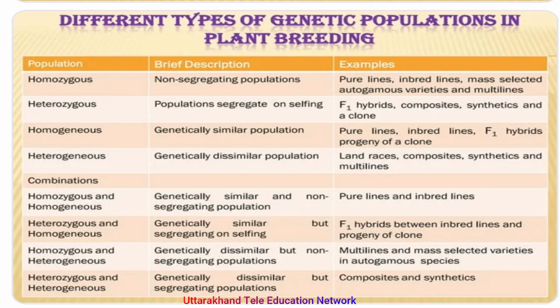Homozygous and heterogeneous: genetically dissimilar but non-segregating populations, multilines and mass-selected varieties in autogamous species. Heterozygous and heterogeneous: genetically dissimilar but segregating populations, composites and synthetics.